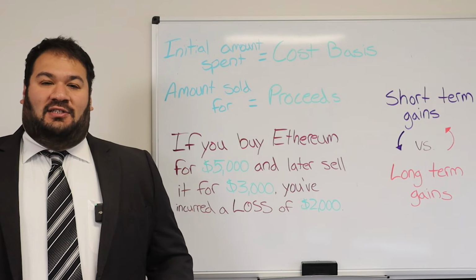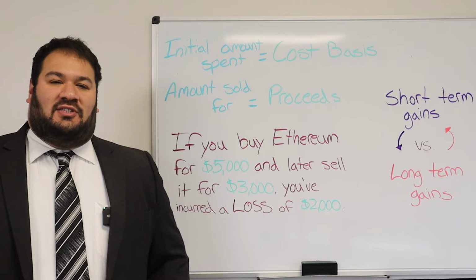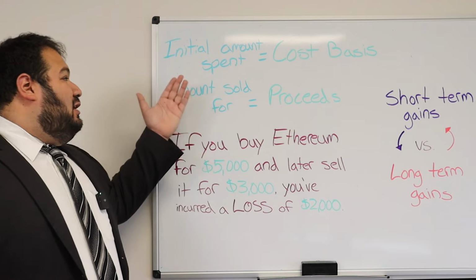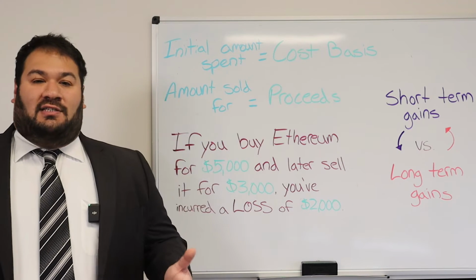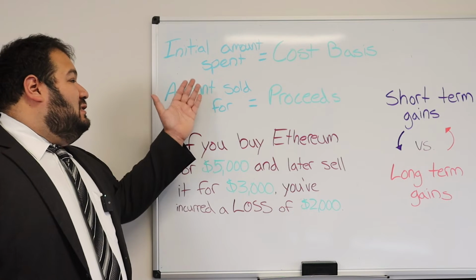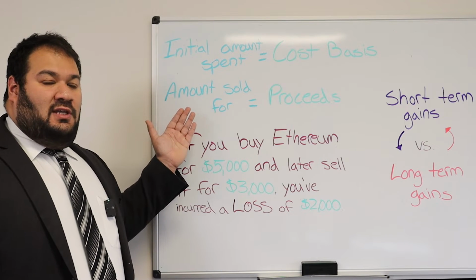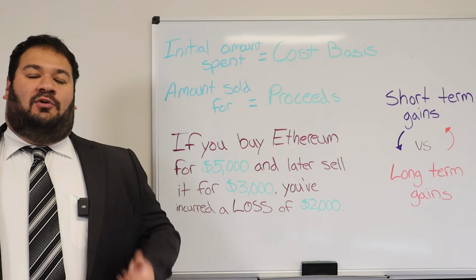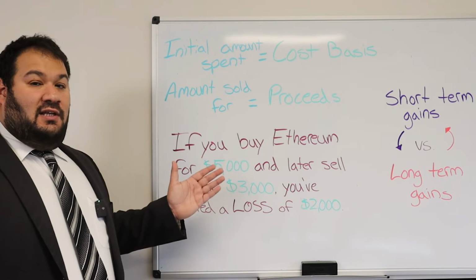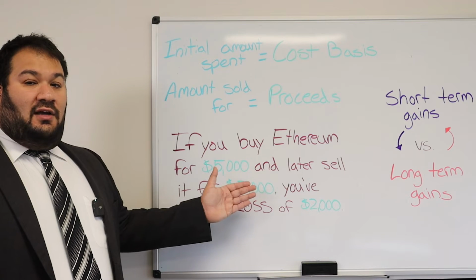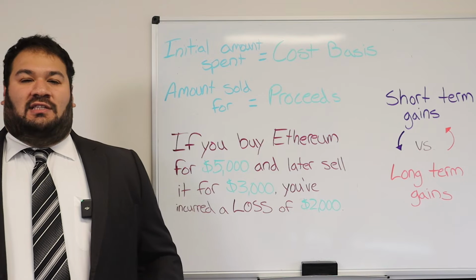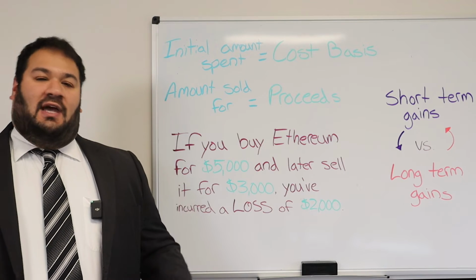Calculating your capital gains and losses is a smooth and easy process. The initial amount you spend to purchase an asset is known as the cost basis. The amount you sell the asset for, we use the term proceeds. The disparity between the cost basis and the proceeds represents your personal capital gain or loss. For instance, if you buy Ethereum for $5,000 and later sell it for $3,000, then you have a capital loss of $2,000.